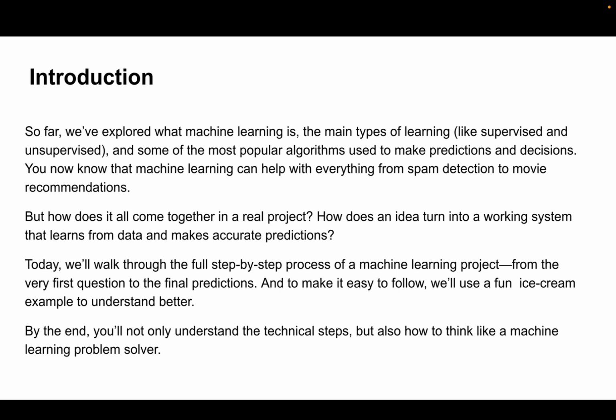So far, we've explored what machine learning is. We've explored the main types of machine learning, like supervised and unsupervised, and we've explored some of the most popular algorithms used to make predictions and decisions. You know that machine learning can help with everything from spam detection to movie recommendations. But how does it all come together in a real life project? How does an idea turn into a working system that learns from data and makes accurate predictions?